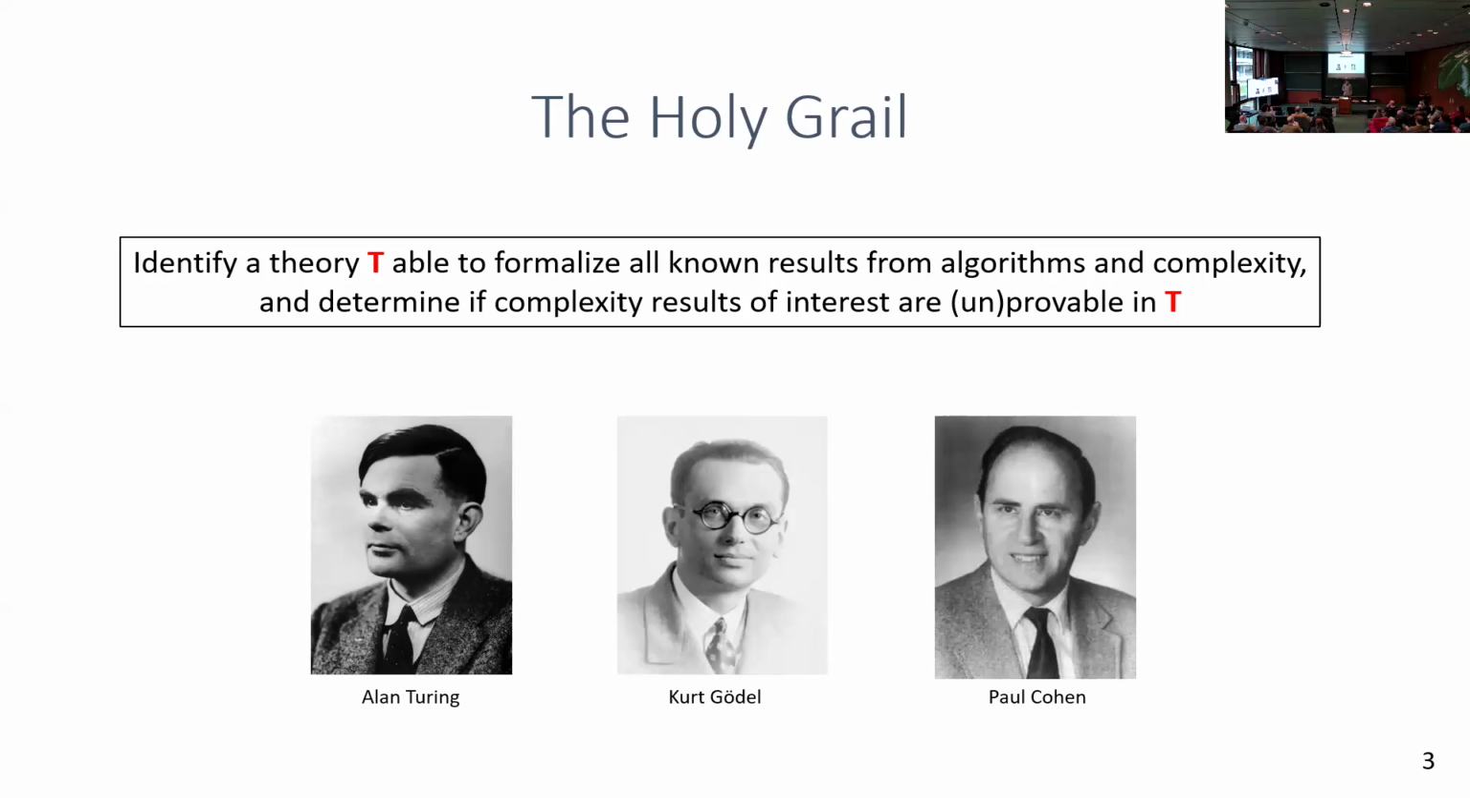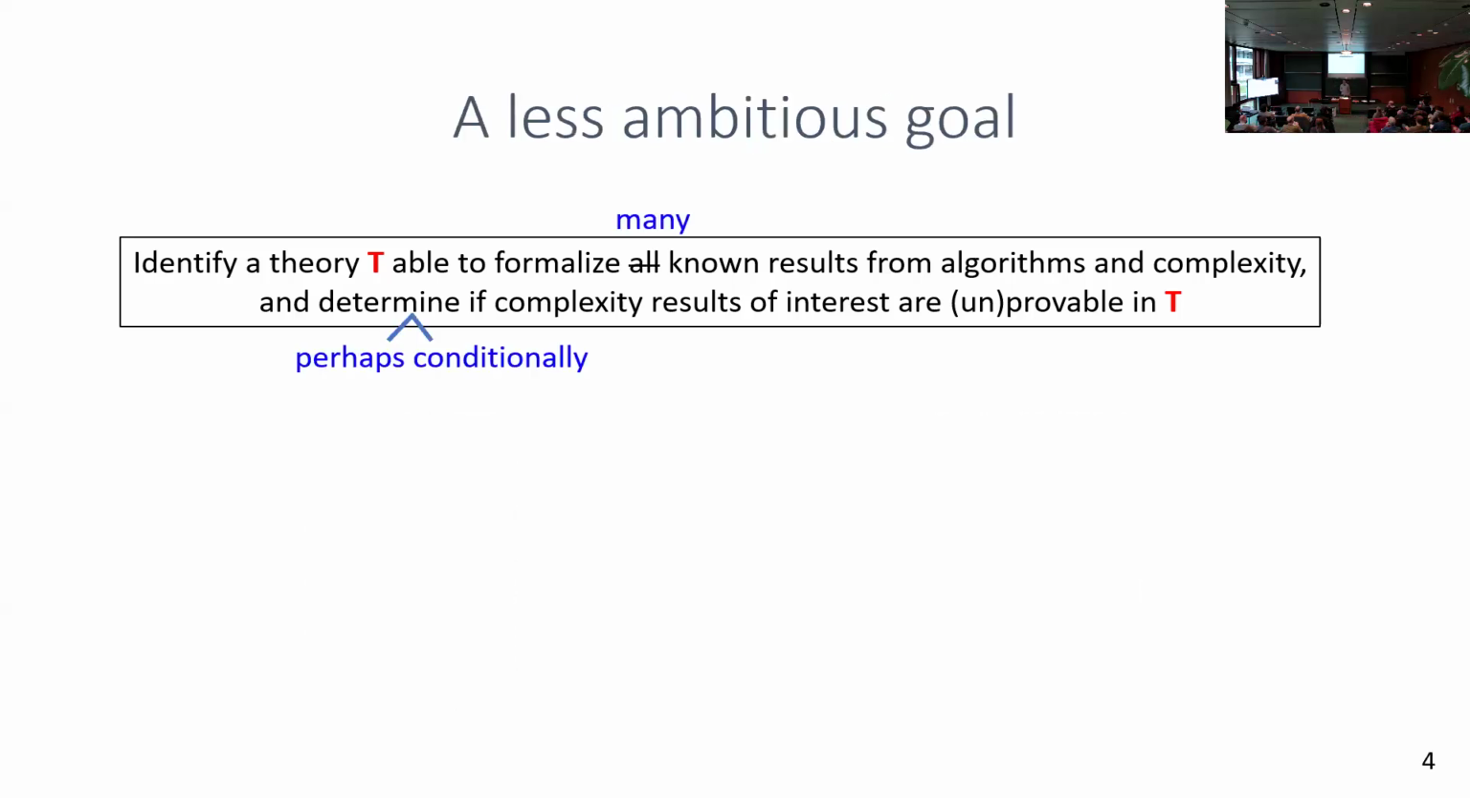So what we're going to do in this talk is relax this to a much less ambitious goal. We aim to identify a theory that can at least formalize most of the known results in algorithms and complexity, and then perhaps conditionally show that some of these major problems of interest cannot be established in this theory, or maybe establish them in the theory. So we're trying to understand the proof complexity of these questions.